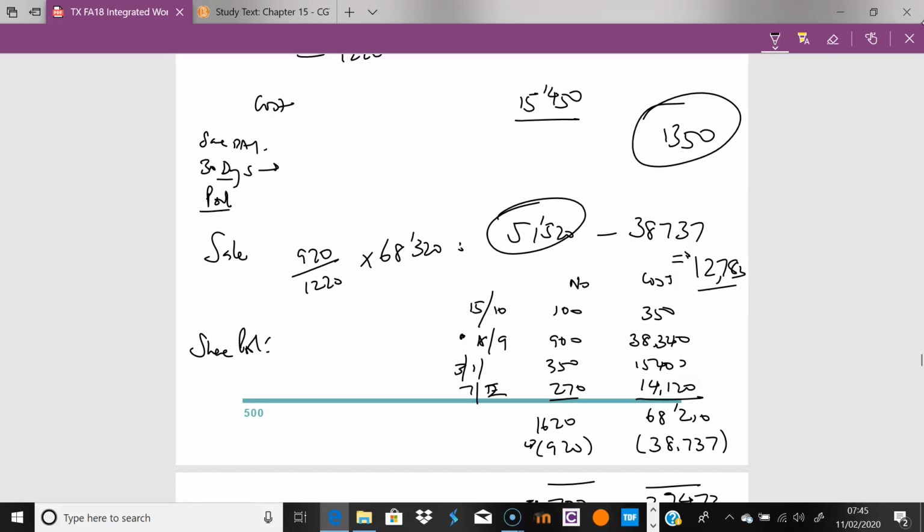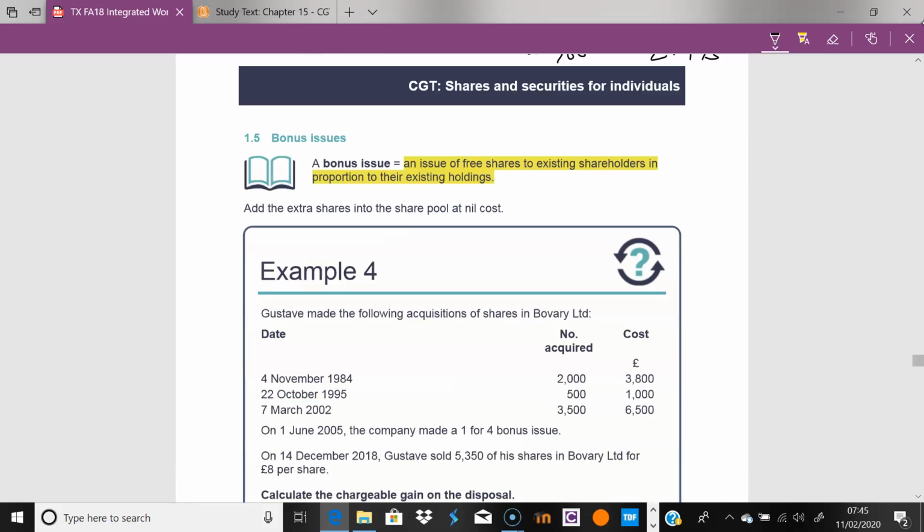Right? Okay, great. Let's carry on. So, what do we have now? Here are just some little tweaks, but I'll go back to this idea of a bonus issue. Let's talk about a bonus issue.